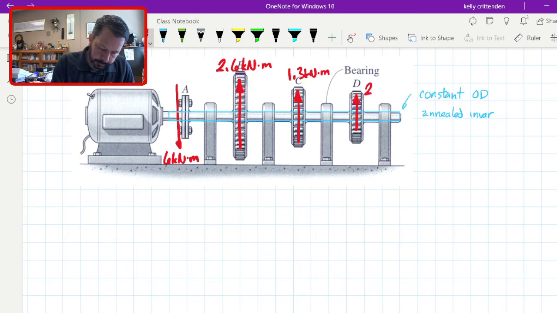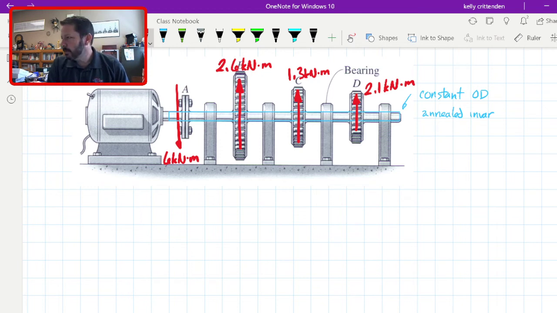Now I'm pretty sure if I add up 2.6, 1.3, 2.1, that doesn't add to 6. Yeah, it does. All right. That 2.6 plus 1.3 plus 2.1 equals 6.